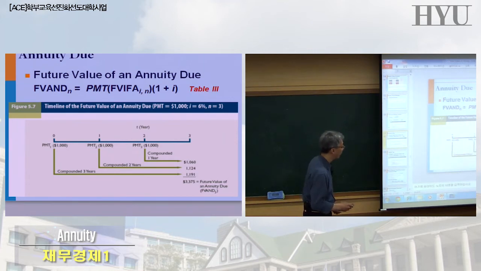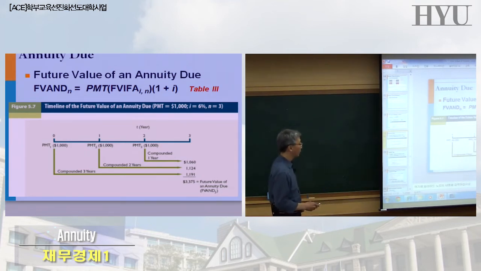That may be a year, I guess. The end of first year, second year, third year. Okay. But the ordinary annuity means you make the payment at the end of each period, here, there, and there, right? And that means the first payment would earn the interest for 2 years. The second payment earns the interest for 1 year. The last payment does not earn any interest.